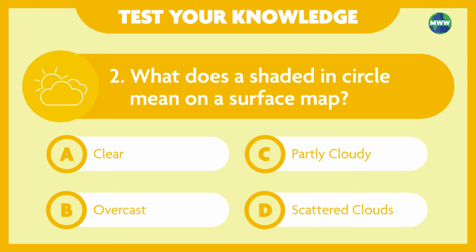Number 2. What does a shaded in circle mean on a surface map? A. Clear. B. Overcast. C. Partly cloudy. D. Scattered clouds.